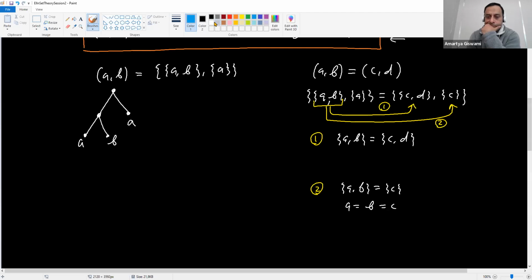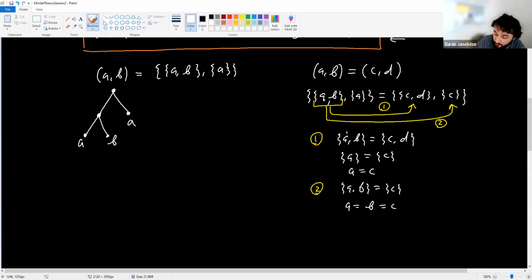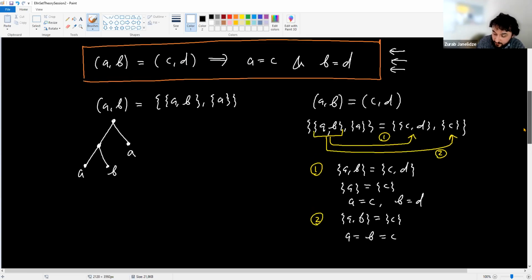Yeah. These two cases. Now, in the first case, if this thing is actually equal to that, then this would leave that other element to the other element there. And so we'll have the set of A equal to the set of C, which will force A equal to C. And now because A matches with C, this will force B match with D, which is exactly what we wanted, right? We wanted A to equal C and B equal D.